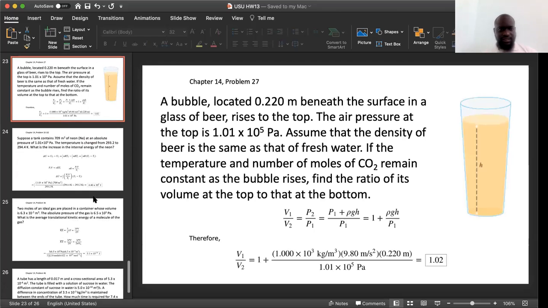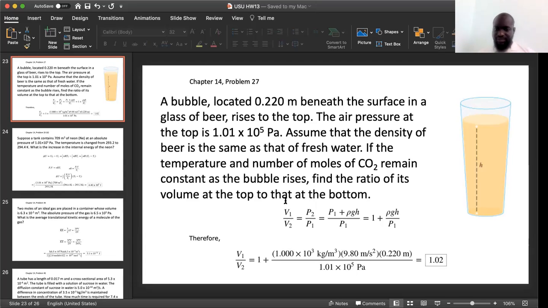Next says a bubble located 0.22 meters beneath the surface, that's problem 27, chapter 14, in a glass of beer rises to the top. The air pressure at the top is atmospheric pressure. Assume that the density of beer is the same as that of fresh water. If the temperature and number of moles of CO2 remain constant as the bubble rises, find the ratio of its volume at the top to that at the bottom.